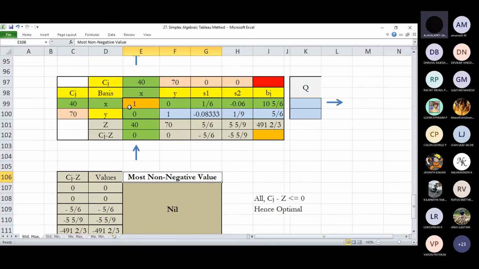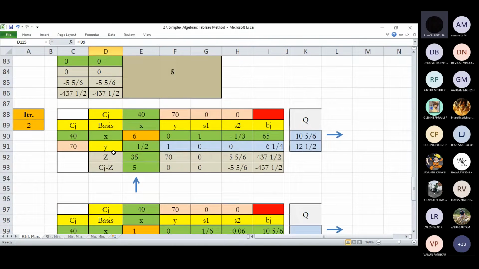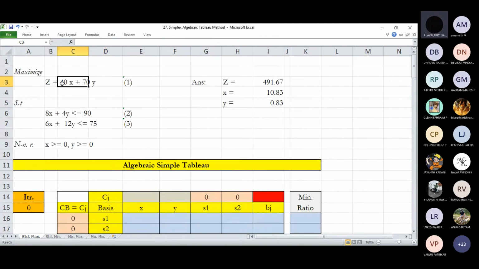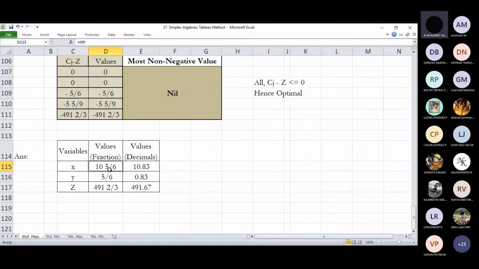So the optimal solution is x equals 10 into 5 by 6, then y equals 5 by 6. In terms of decimal values, it is 10.83 and 0.83. Then the z value: we know the objective function is 40x plus 70y. So 40 multiplied by 10 into 5 by 6 plus 70 multiplied by 5 by 6 equals 491 2 by 3, which is nothing but 491.67.